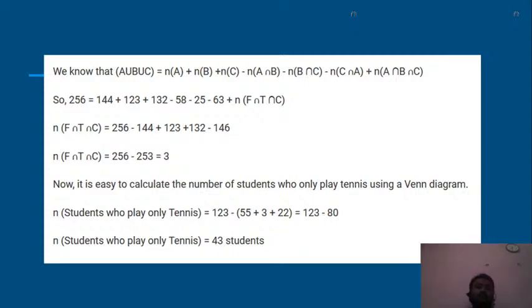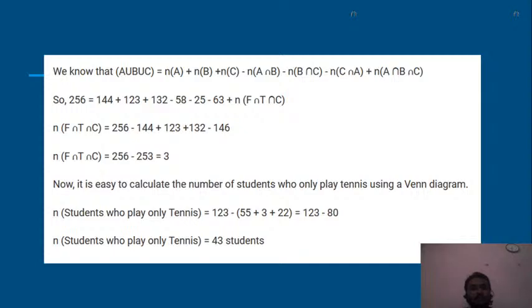Now we are going to solve it via formula. This was the Venn diagram approach, but now let me show the formula approach. That is, A union B union C is equal to n(A) plus n(B) plus n(C) minus A intersection B minus A intersection C minus C intersection A plus A intersection B intersection C. So now we put everything into this formula and we get 3.